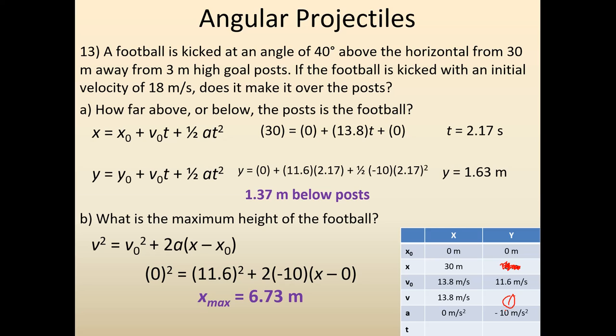So it turns out that the football will vertically go higher than the goalpost, but because of it reaching that height before it reaches the 30 meters where the goalposts are, by the time it does get there, it'll end up being below where the posts are. So yeah, that's an important thing, that just because the football does reach a height of 3 meters doesn't mean it will reach a height of 3 meters by the time it reaches the posts.